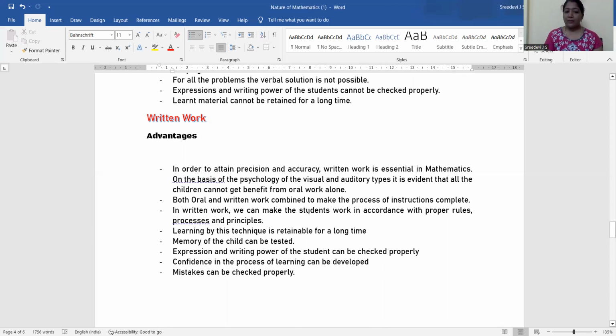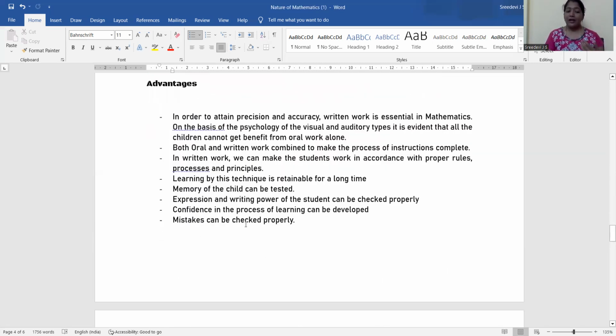In written work, we can make the students work in accordance with the proper rules, processes, and principles. According to the general instructions we are providing to them, they can write. Learning by this technique is retainable for a long time. Yes, once we write, as we are telling in the class as well, it will be registering in your brain at a certain level, right? The memory of the child can be tested, and the expression and writing power of the student can be checked properly. See, because we have the proof of that, we can keep it for a long time.